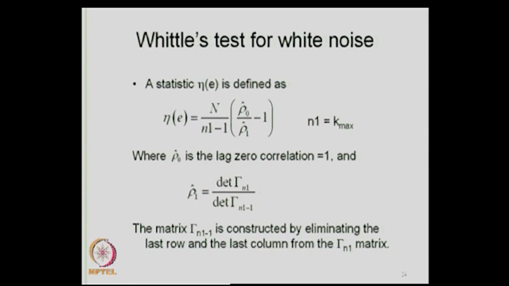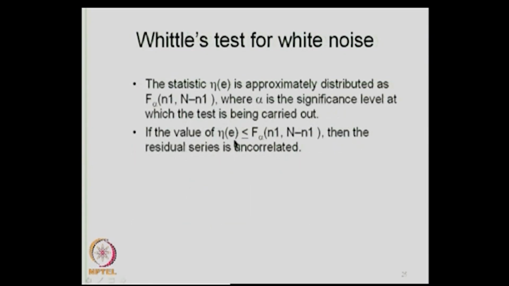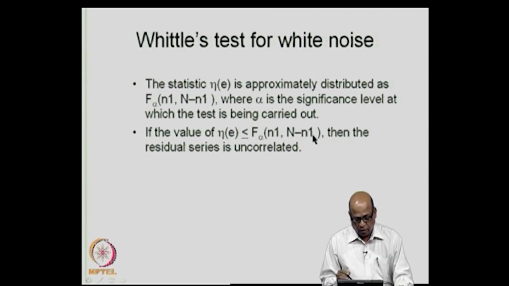Once you get eta, you compare this eta with F alpha, n1, n minus n1. N1 is, in this particular case, k max, and that defines the degrees of freedom, along with n minus n1. If the eta you have calculated is less than this critical value of F, and alpha is typically chosen as 0.95 or something, then it passes the test.